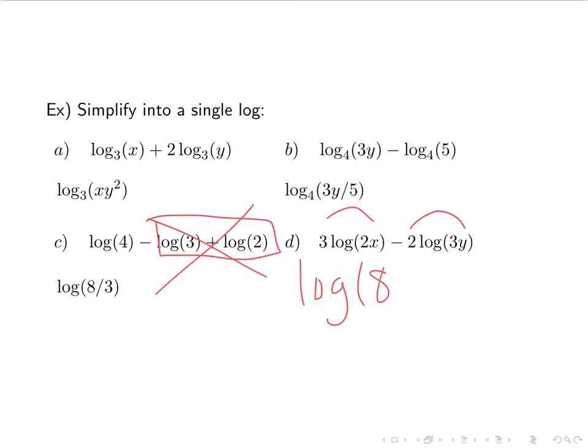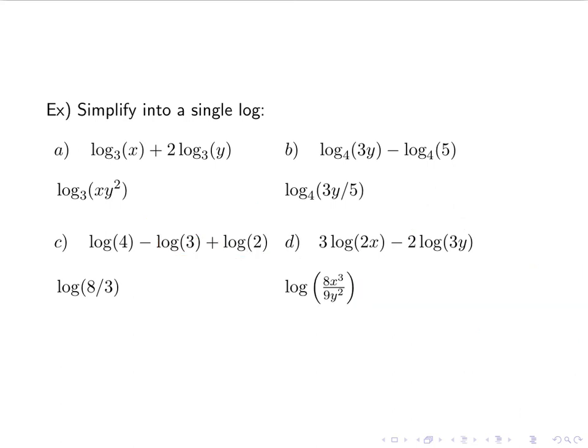And 2 cubed is 8. Oops, that's a 3. Minus log of not 3y squared, but 3 squared y squared. So 9y squared. And now with the subtraction, I'm going to divide them. So I get log of 8x cubed divided by 9y squared.